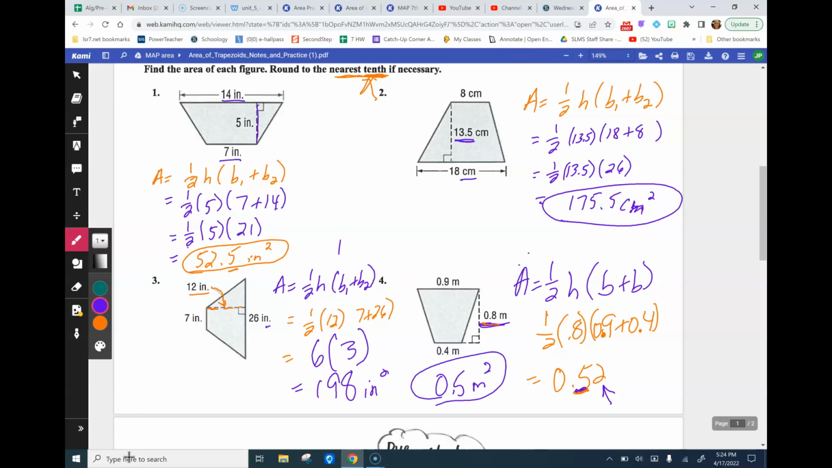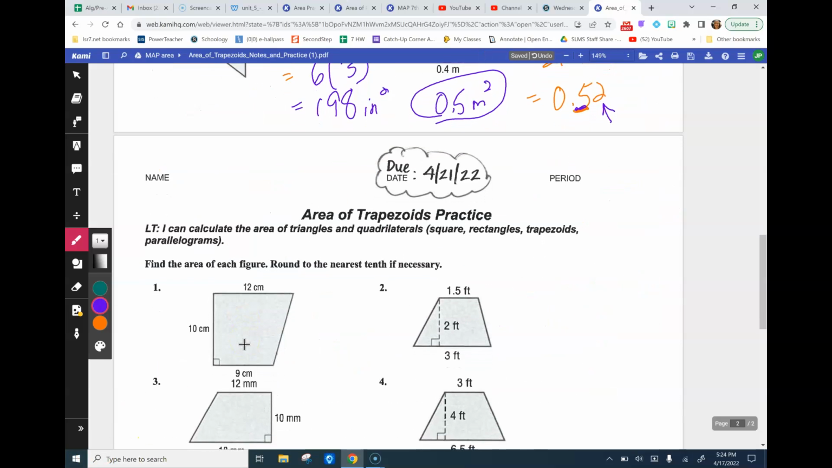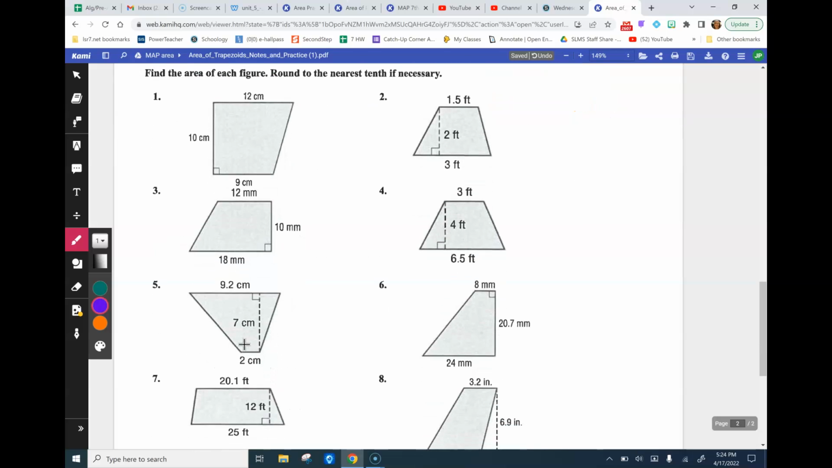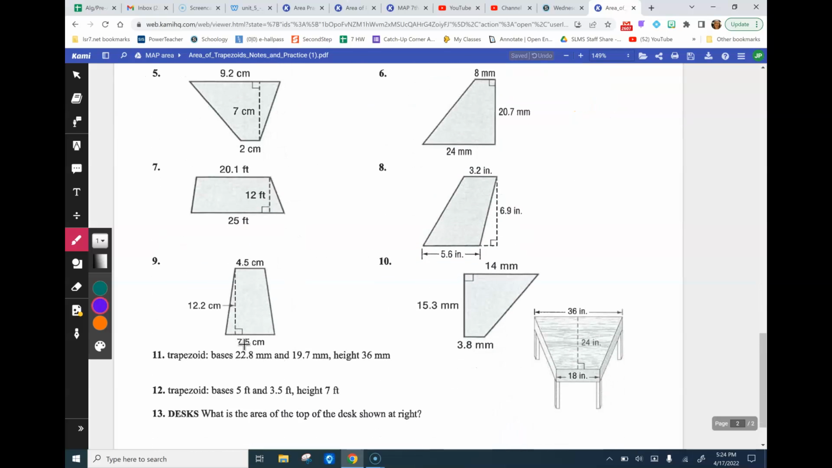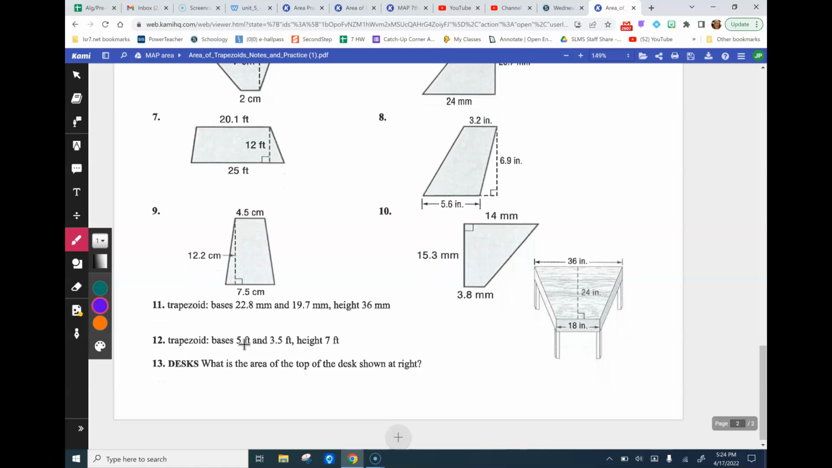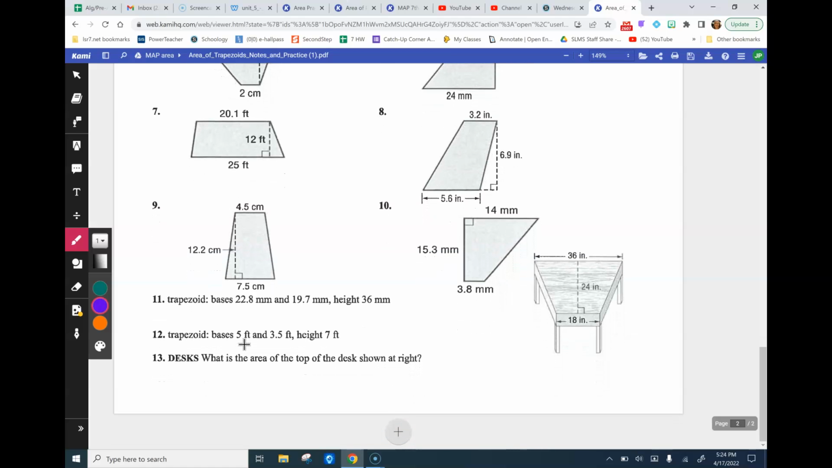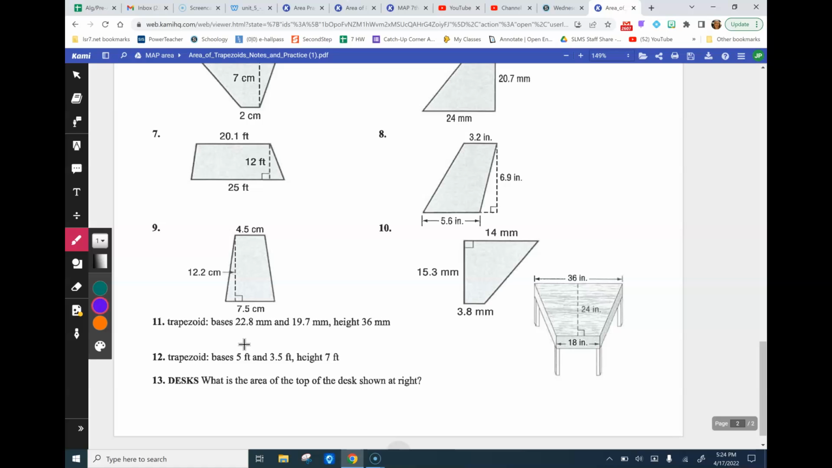Okay, so let's look at your practice sheet. It's the same stuff we've been doing. Look at where the heights are. You just get to practice it over and over and over. What is the area? Oh, but look, you get to find a desktop down here. A triangular desktop. So cool beans.